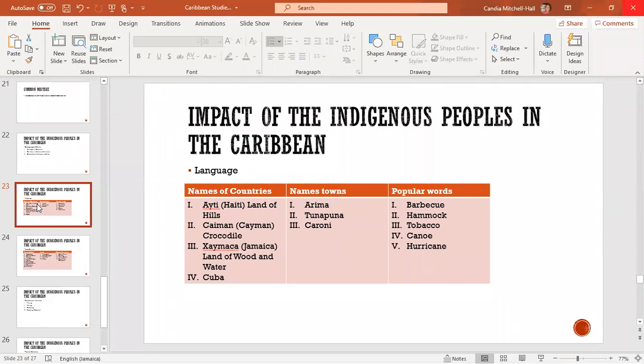Names of country: Haiti, which means land of hills, that's an indigenous word. The indigenous people called the entire island of Hispaniola Haiti. That's what they called it. And so Haiti is an indigenous word, which is the name of a country. Cayman, which actually means crocodile, is another indigenous word. Jamaica, which means land of wood and water, is also indigenous. So some countries today still have the indigenous words for the names of the places.